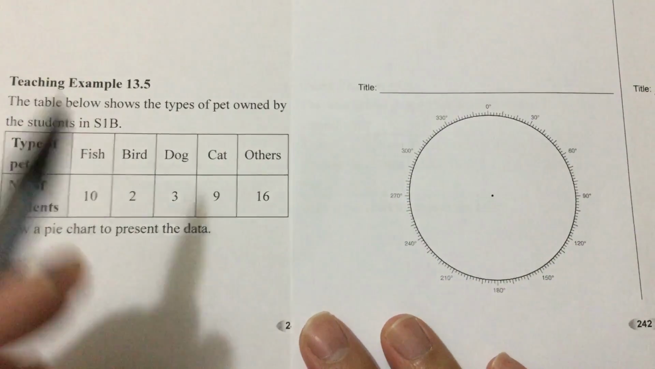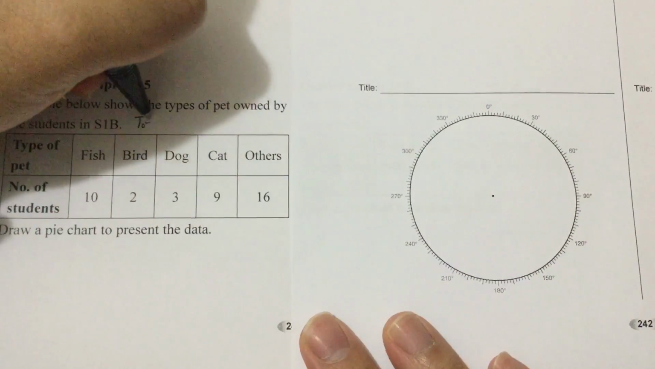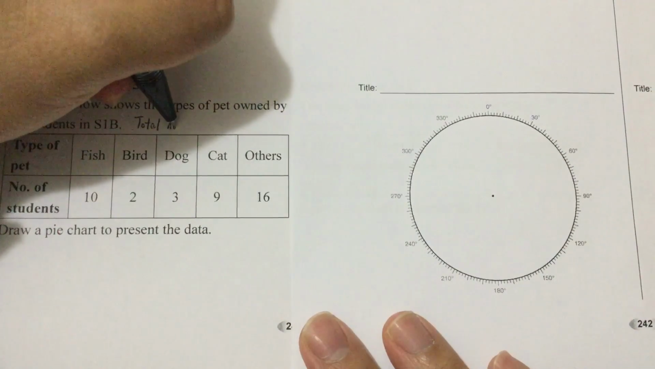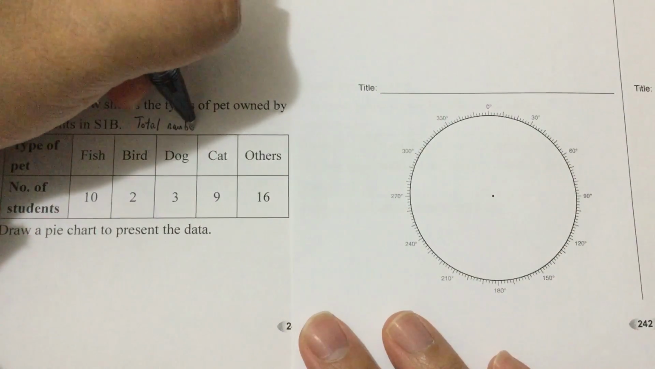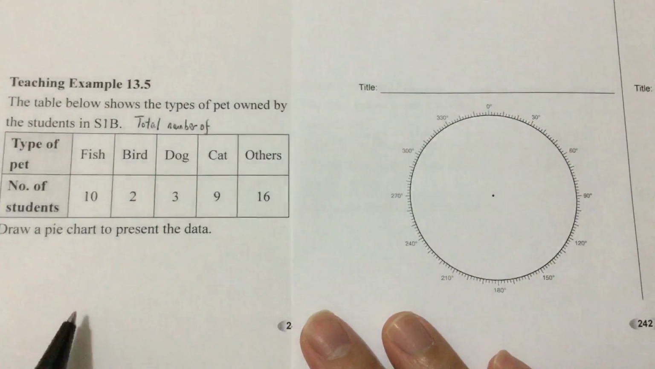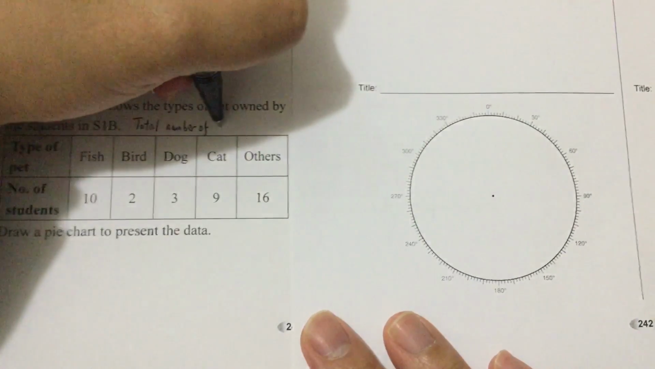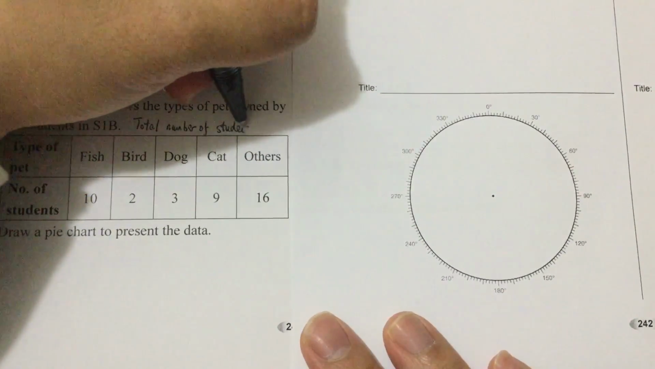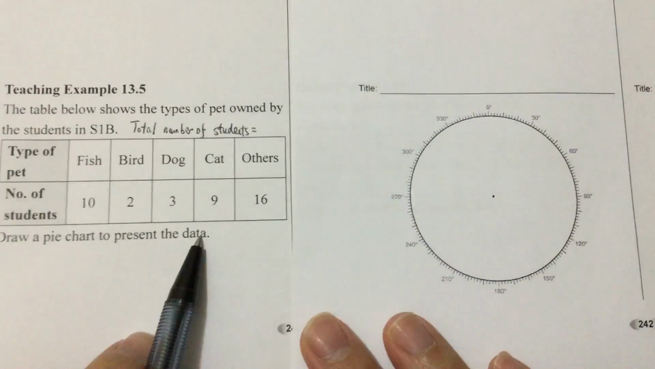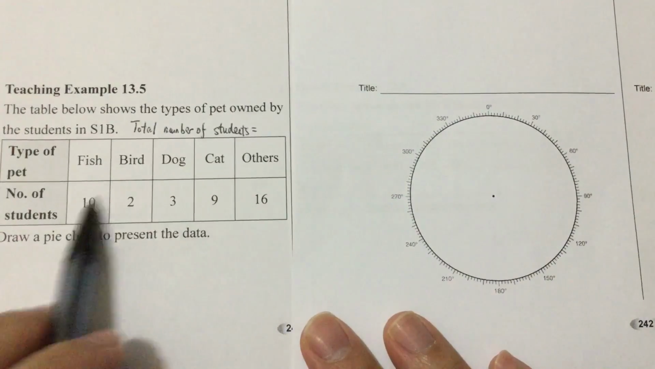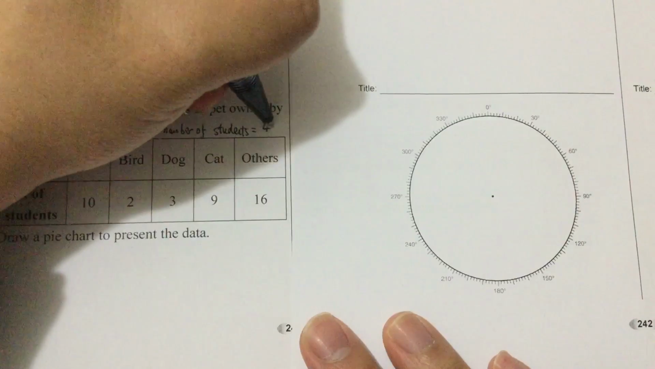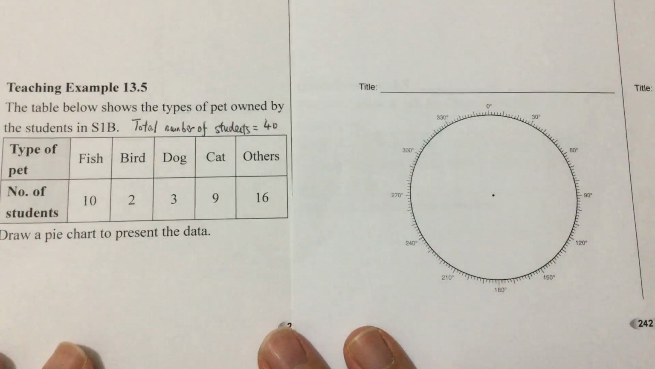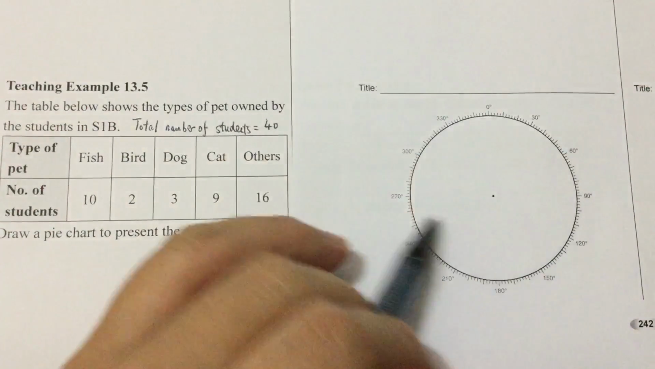So first of all, we must find the total one. The total number of the students, so you must know this before you draw the pie chart. So the total number of students is 10 plus 2 plus 3 plus 9 plus 16. So it's 25, 30, 40. So the answer is 40. So we'll use the 40 as the base to find out all the angles.